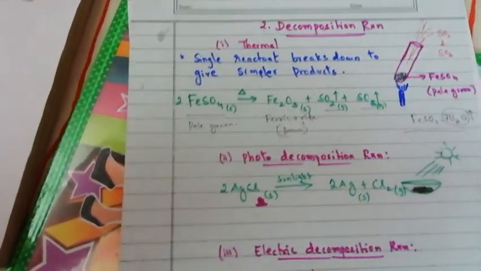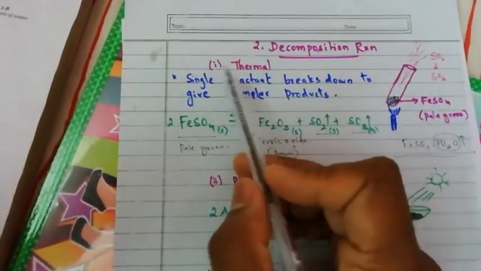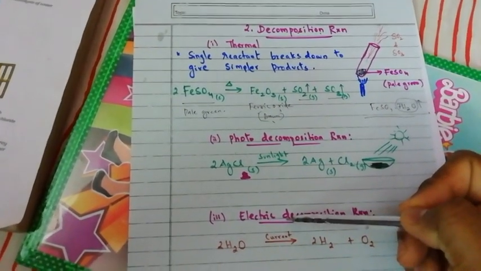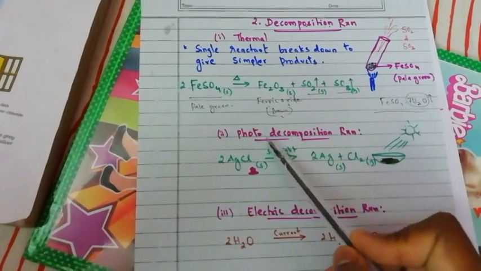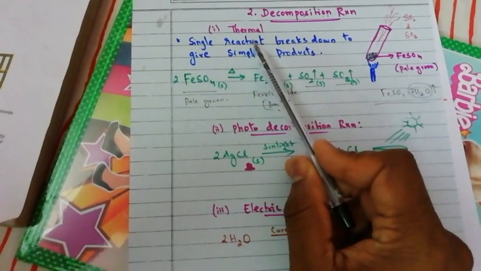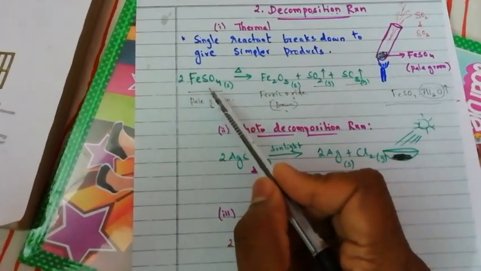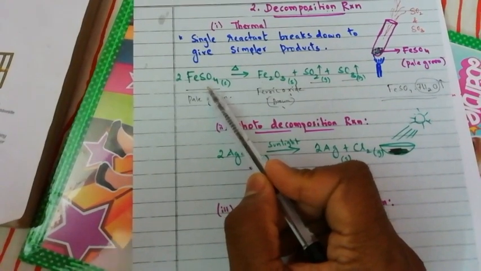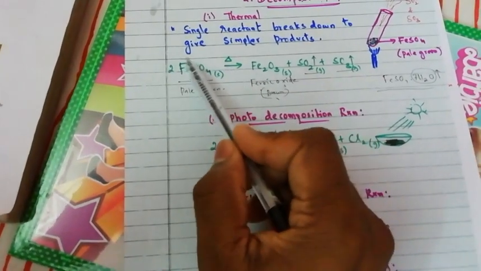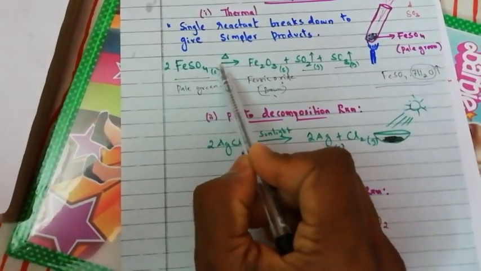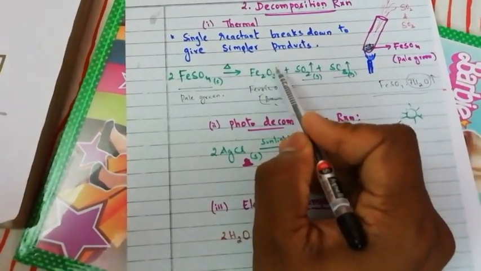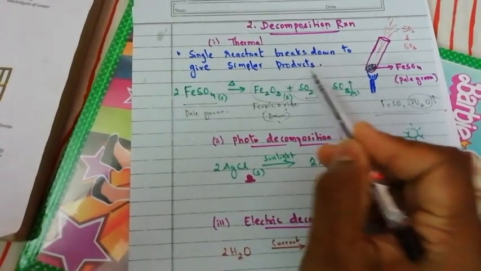So this is an example of a thermal decomposition reaction. In decomposition reactions, we have 3 different types: thermal decomposition, photo decomposition, and electric decomposition. What we are learning now is thermal decomposition. That means by heating ferrous sulfate, it turned into 3 different products. You see, ferrous sulfate is a single compound, right? But when it is heated, it becomes 3. 1, 2, 3.